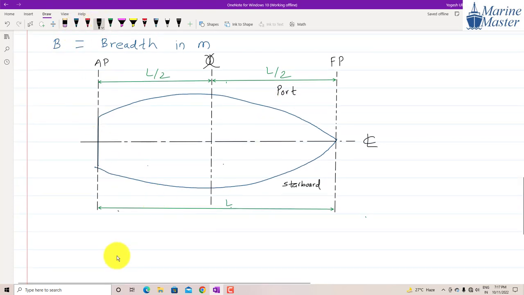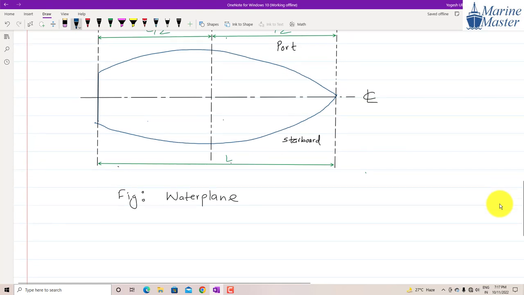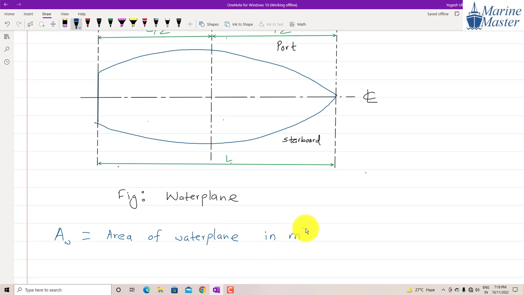So what does this figure denote? This figure denotes the water plane, and the area of the water plane we call the water plane area. By which symbol do we denote the water plane area? A suffix W. So AW means the area of the water plane. What is meant by AW? Area of the water plane, in meter square. A suffix W means area of water plane.